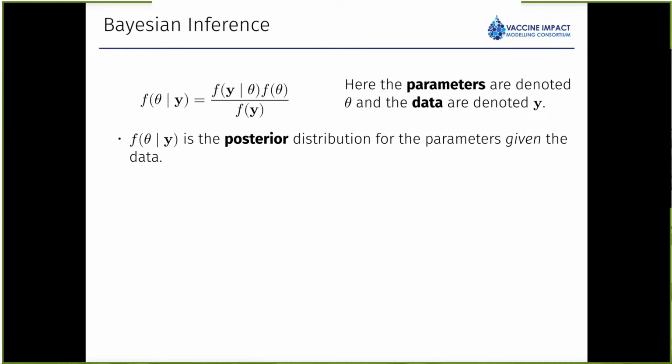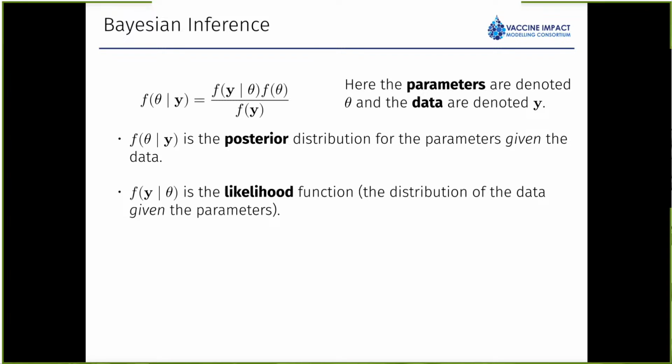Now, if we go to the right-hand side here, this thing, well, you've hopefully seen that before, right? This is the likelihood function. It is the distribution of the data given the parameters, okay? So that is, if you like, how we encapsulate the information in the data, which is, again, dependent on our model.